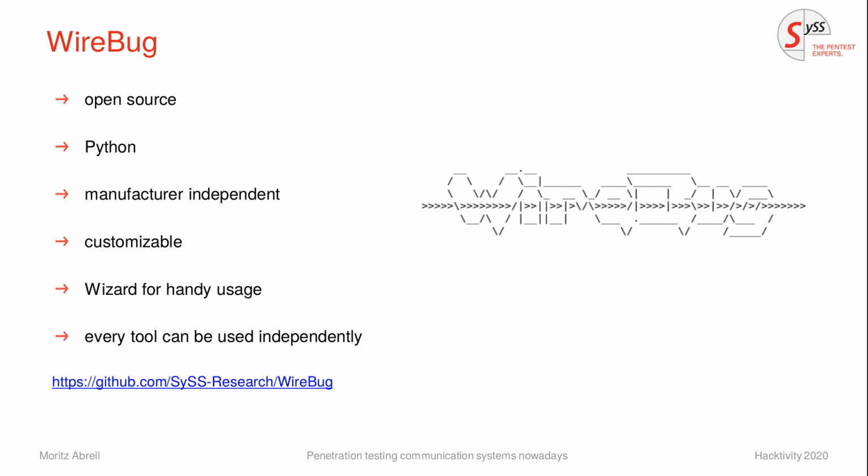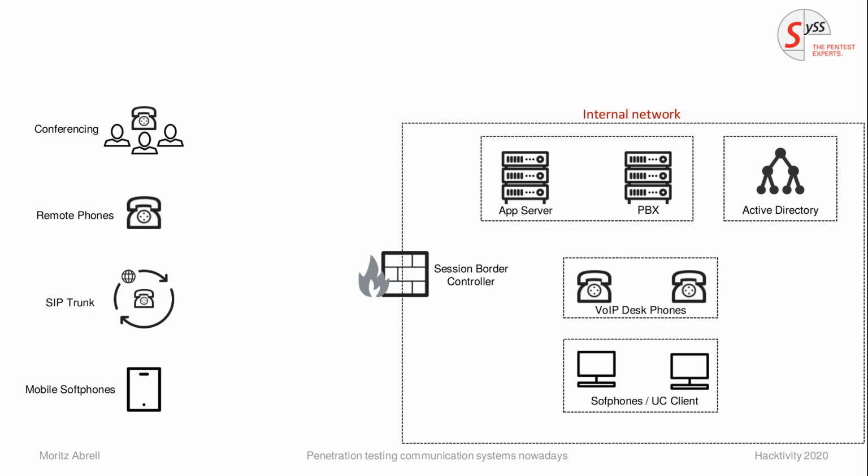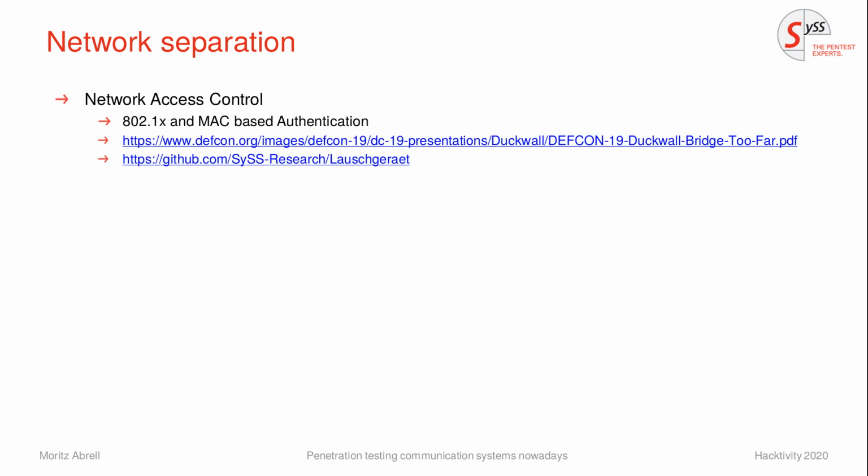So in order to get warm, we start with the network separation of the desk phones. Everyone knows network access control with 802.1x and MAC-based authentication. But this is not the point in this talk. If you're interested in how to bypass this, you can read the linked document and use the open source tool of my colleague.